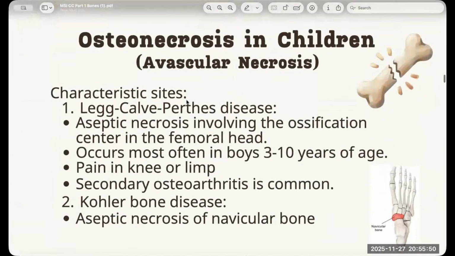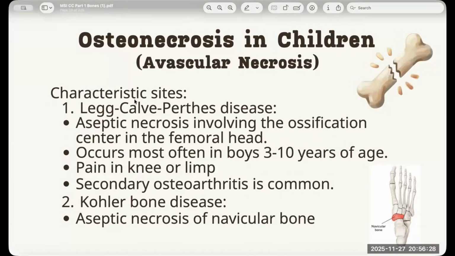And in children, it characteristically shows as Legg-Calvé-Perthes disease. So what you need to know about it is that it shows in boys mainly. They would come due to a pain in the knee or limb, and when you perform an X-ray or imaging, you'd find necrosis in the femoral head. All right, this is the Legg-Calvé-Perthes disease of children. It's usually found in children.